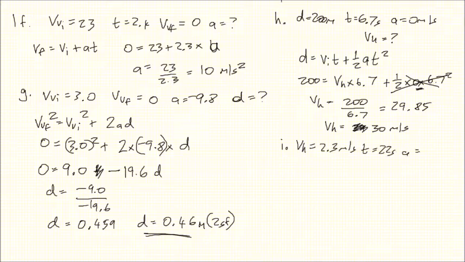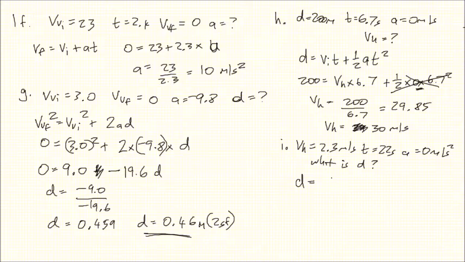We've got VH equals 2.3 meters per second, time equals 22 seconds, A equals 0. What is D? So again, we've been given a horizontal velocity and acceleration equals 0, so we're talking about a range equation in this case. What is the range if we're given the time and the speed?